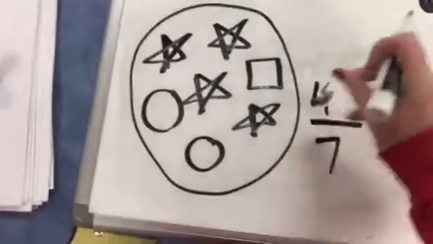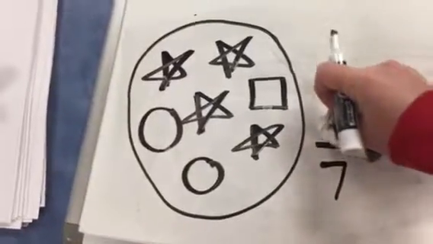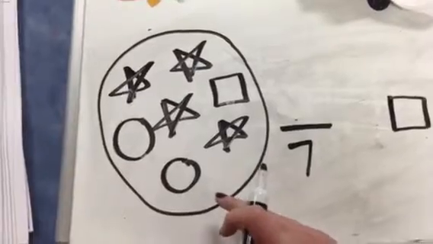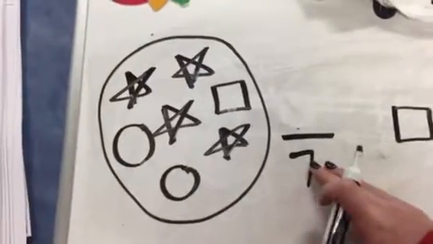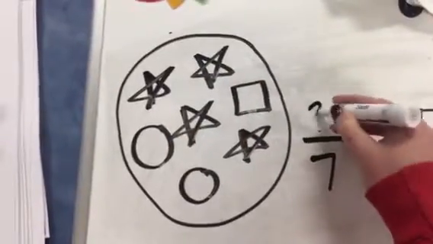Okay, if I asked you what fraction of this picture are circles, okay? Well, the 7 stays the same because there's still 7 in my whole, but there are 2 circles, so my numerator changes to 2.